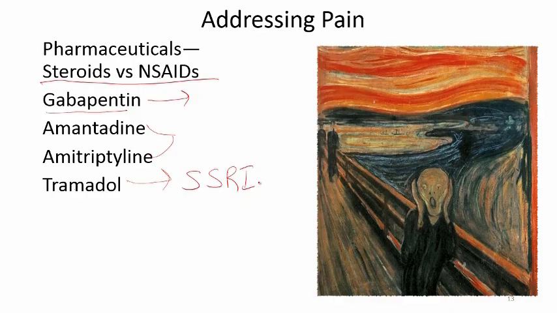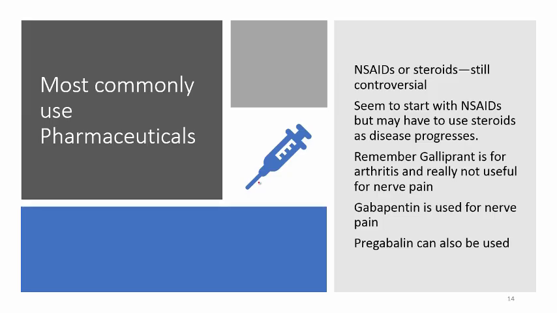If you are doing a lot of rehabilitation, many of your dogs are going to come in on this particular medication. So again, the most commonly used pharmaceuticals are NSAIDs or steroids, still controversial. And remember, the new one, Galliprant, is really for arthritis, and it's not useful at all for nerve pain. Gabapentin or pregabalin can be used for neurological pain.